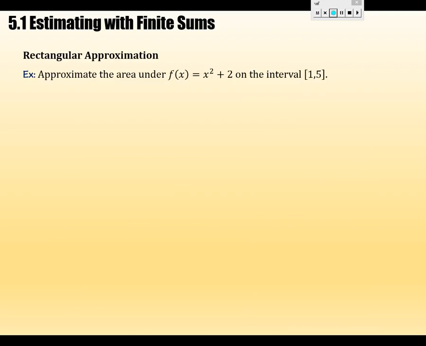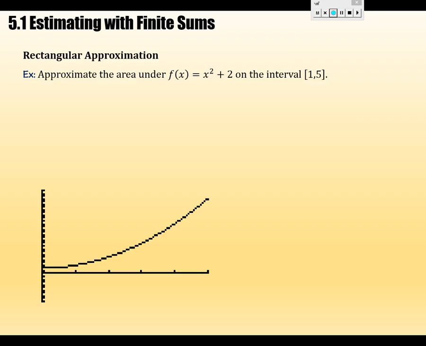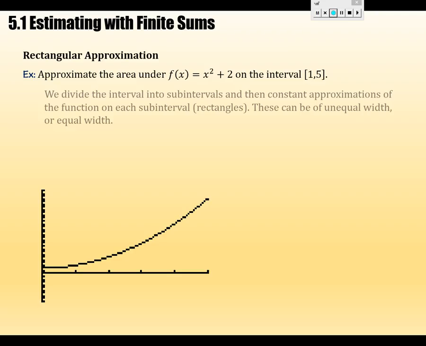It's good. So let's think about x squared plus 2, kind of a nice parabola to start us off with. And we'll be approximating the area on the interval from 1 to 5. So I think you can picture that here. I've got a skewed, very finely grained y-axis here. So the first thing we're going to do is divide the interval into subintervals.